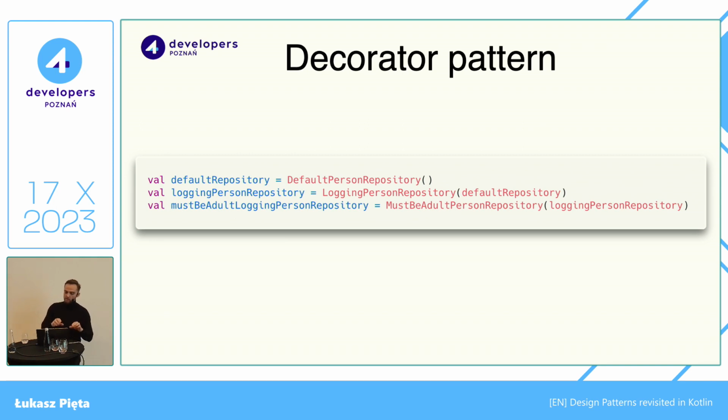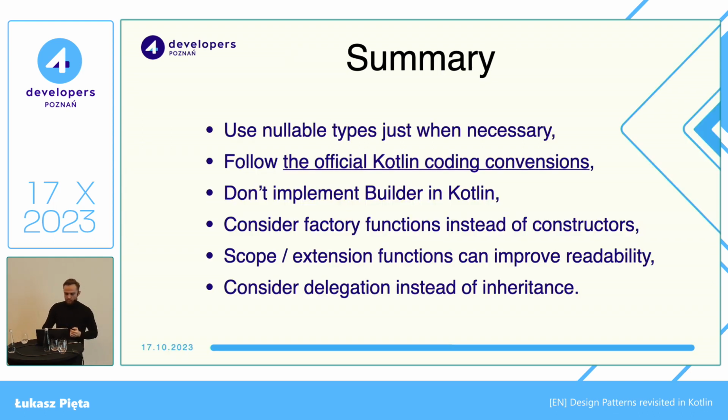And then we can use this logging person repository to create this weird one, the must-be-added logging person repository, because by passing it over and over as a parameter to other subclasses, we just combine these features with each other. So this is the decorator pattern in Kotlin. And yeah, it was actually quite fast. Maybe I was talking too fast, sorry guys.